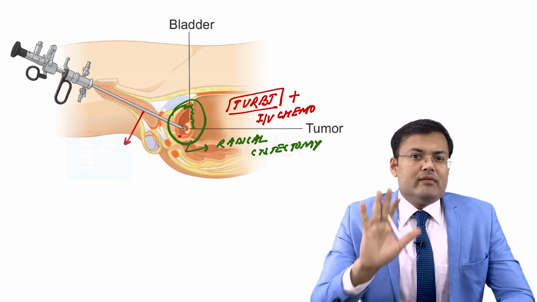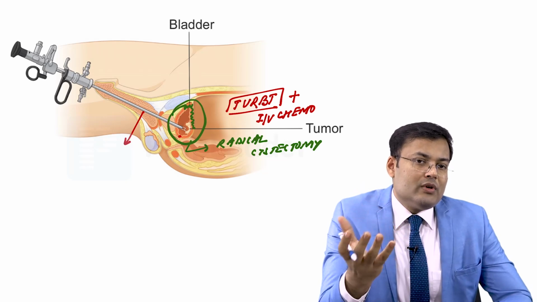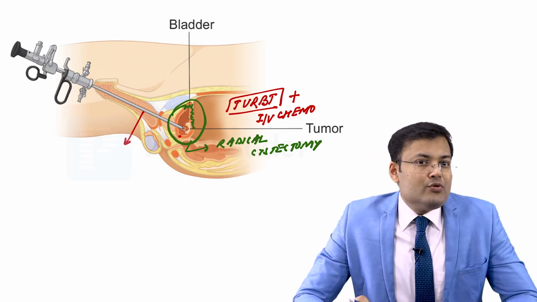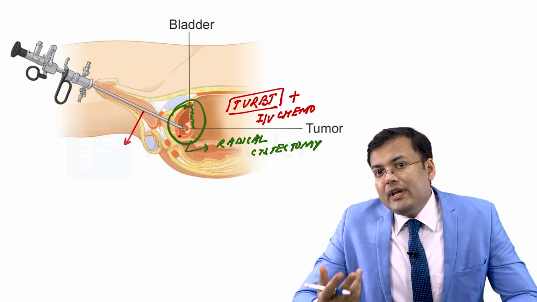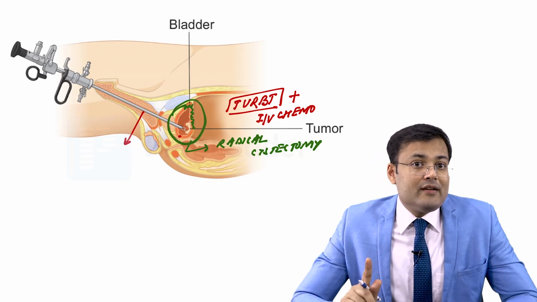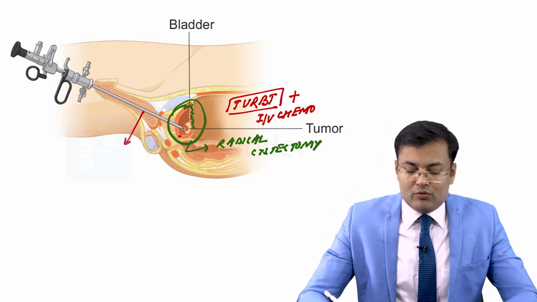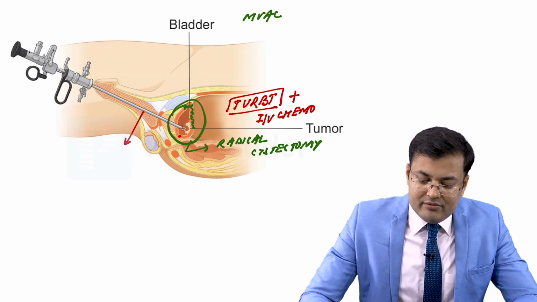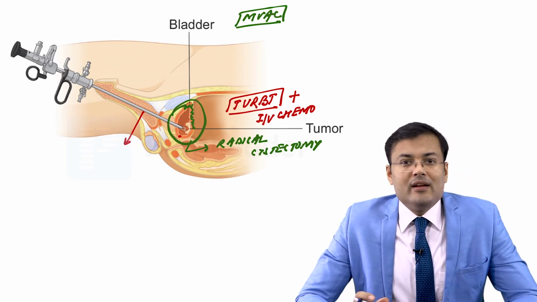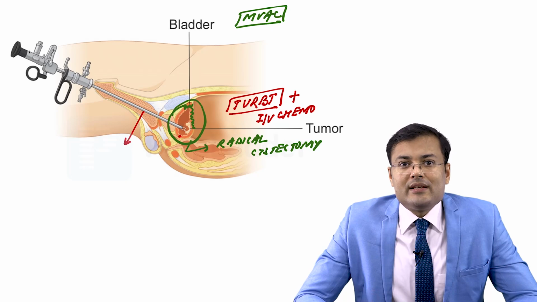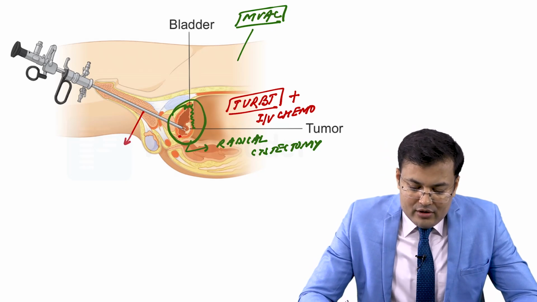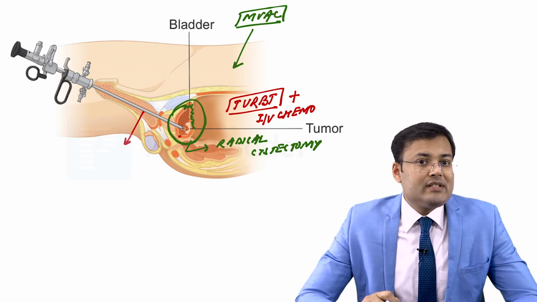Third situation: whenever you are performing the MRI pelvis and you find that the tumor appears unresectable, in those cases we are going to downstage the tumor. How are you going to downstage the tumor? We give neoadjuvant systemic chemotherapy, not intravesical. And what's the chemotherapy regimen which is given? It is MVAC. M means methotrexate, V means vinblastine, A means adriamycin, C means cisplatin. So this is the systemic chemotherapy which is given.